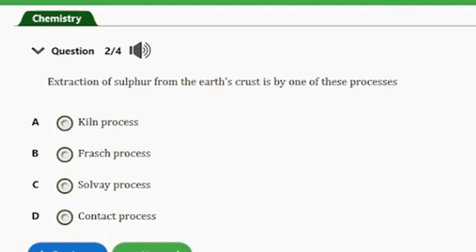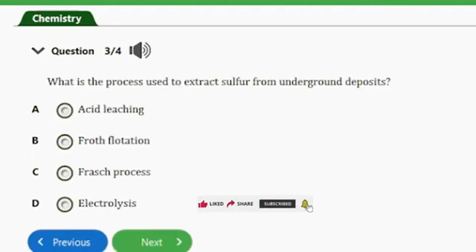This process involves drilling a hole into the sulfur deposits. Then superheated water and compressed air are pumped down the hole. The sulfur melts and is forced to the surface by the air pressure. And that's it, guys. So option B is the answer to this question. Let's consider the next question.